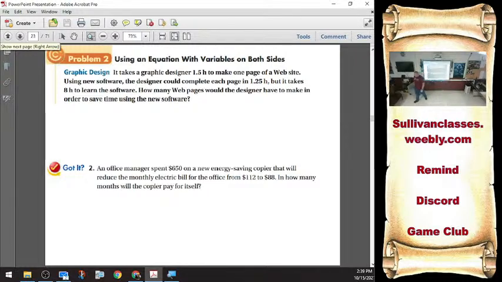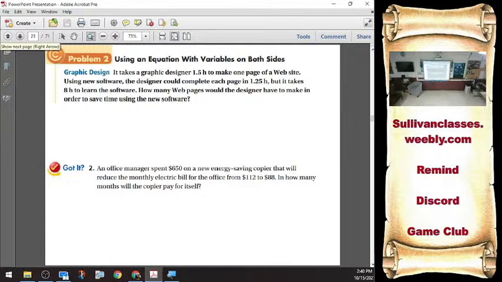All right, turn it into words. Graphic designer is going to take an hour and a half to make 1 page on their website. They upgrade their software, now they can do a page in 1.25 hours. What is that in like real people time? 1 hour and 15 minutes. A quarter of an hour is 15 minutes.